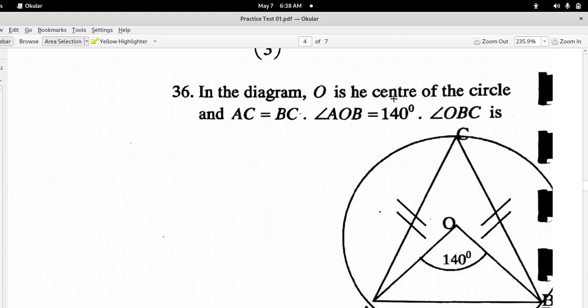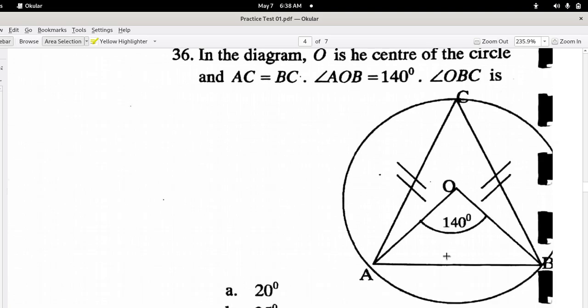Now in the diagram, O is the center of the circle. AC and AB are equal. You can see it from the two strokes here. The angle OAB is 140. You can see it there. What is angle OBC? So OBC, you want this angle here. Alright?